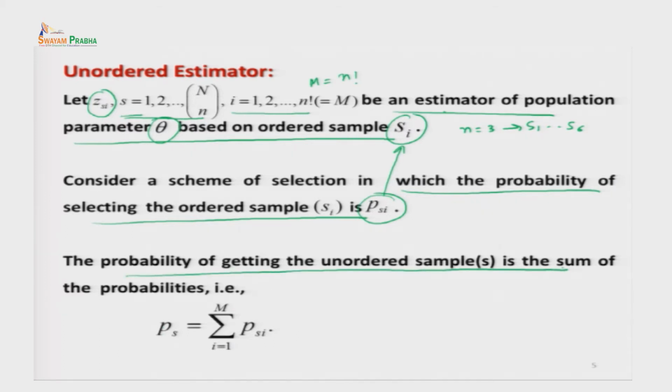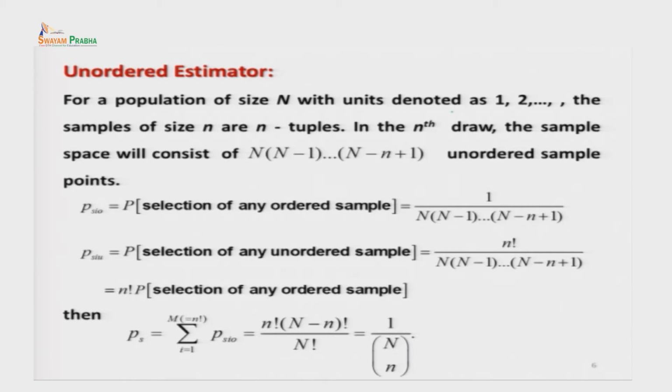So, that is precisely the same thing I am trying to do here, and the probability of getting an unordered sample, this PS, can be expressed as the sum of all the individual probabilities of the ordered sample, and capital M is here factorial n. That is why I had written here capital M, because it was not looking nice to write down again factorial n in the summation limits. Right.